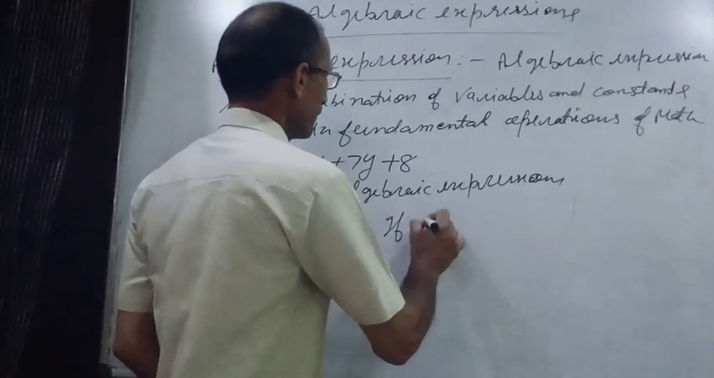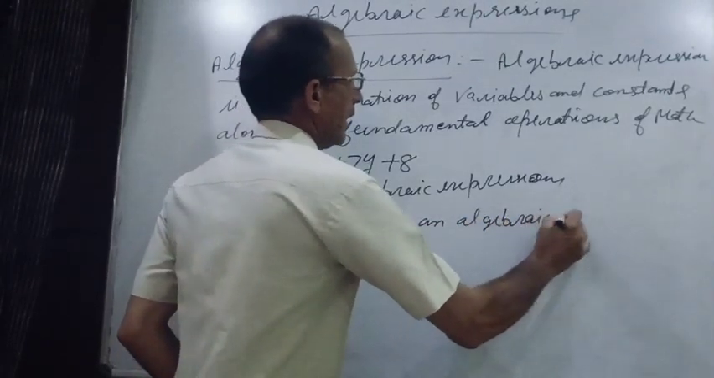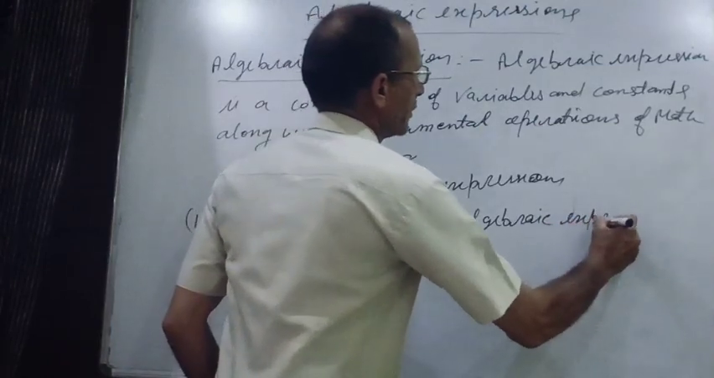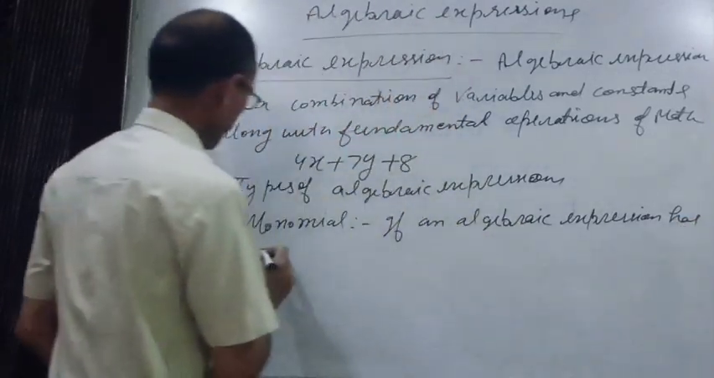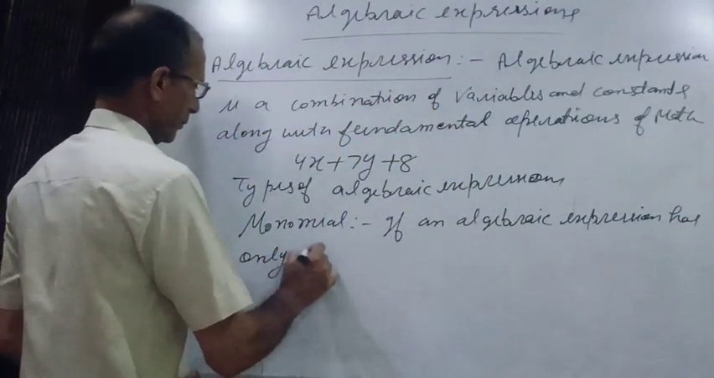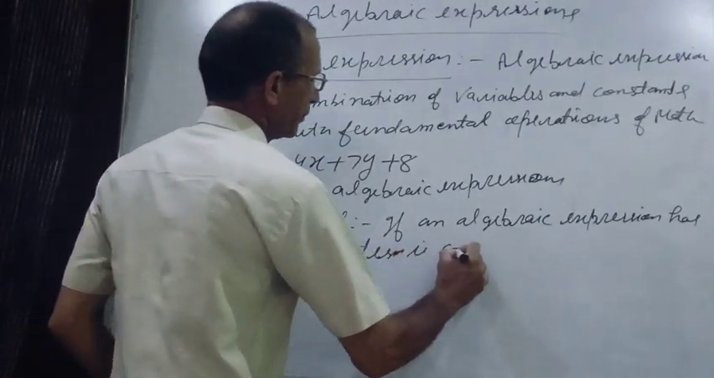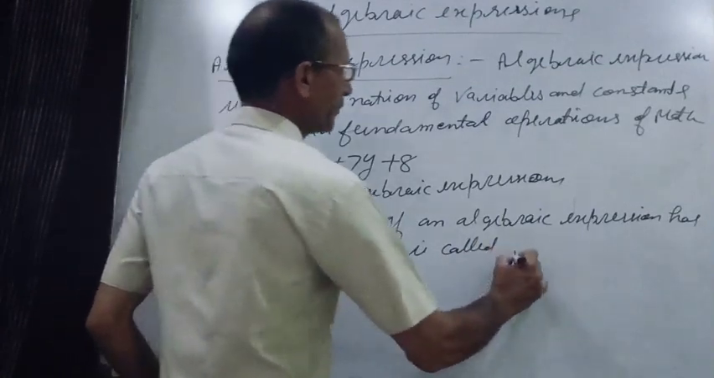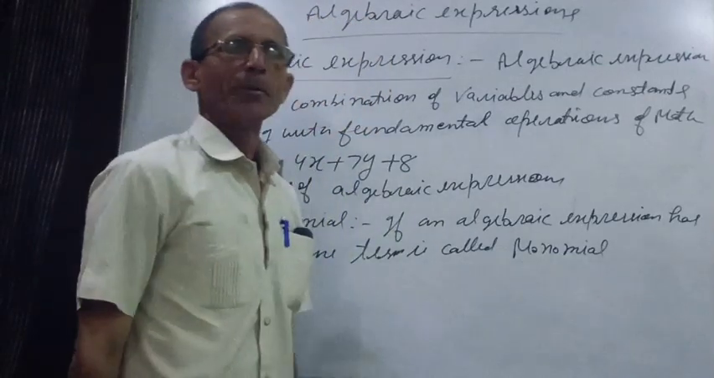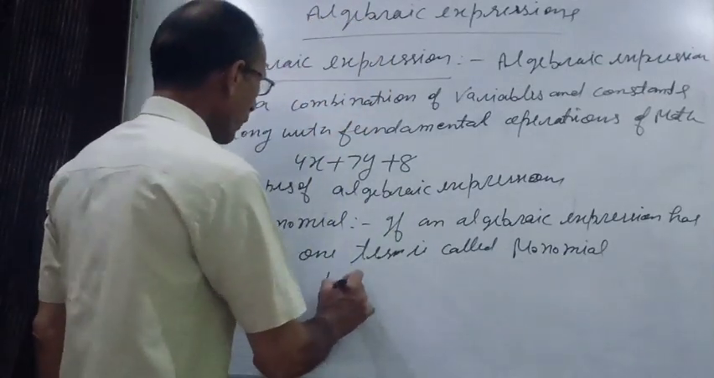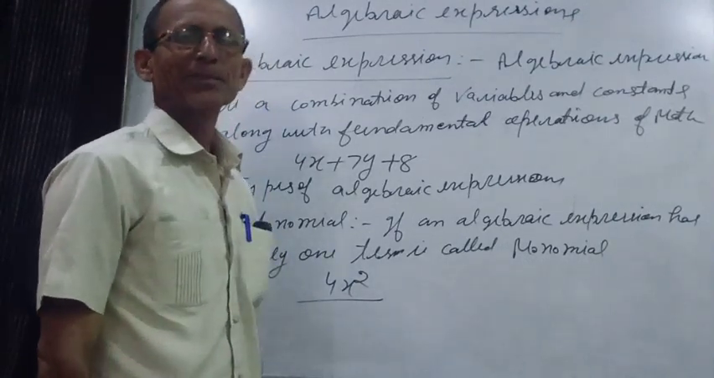If an algebraic expression has only one term, it is called monomial. For example, 4x square. Only one term is there, so this is a monomial.